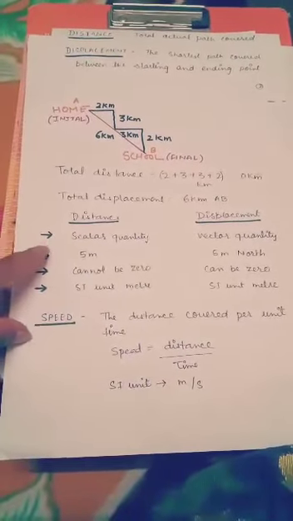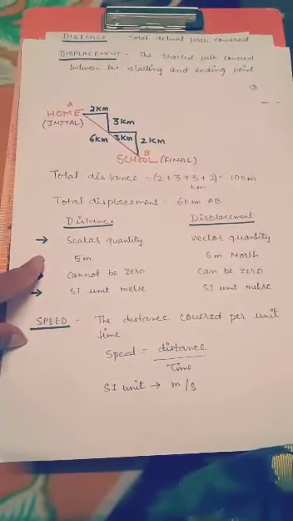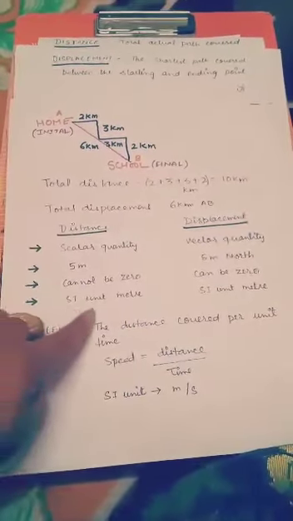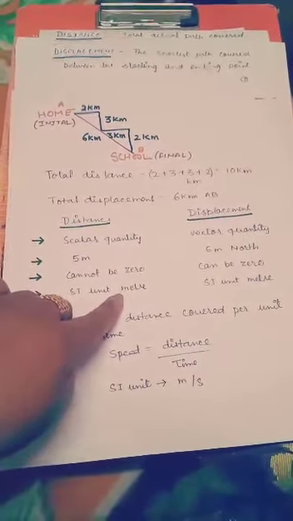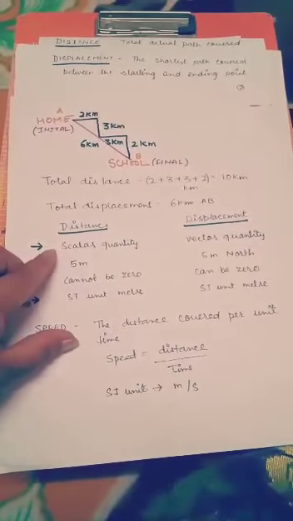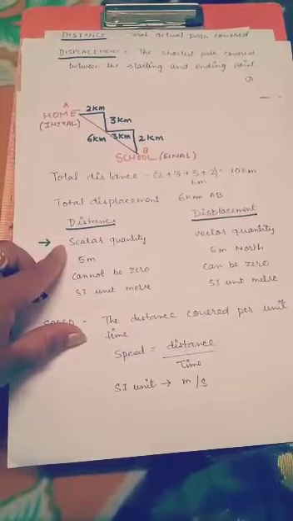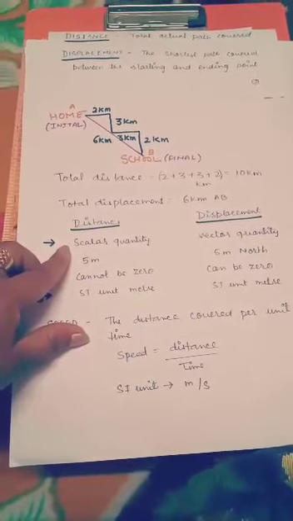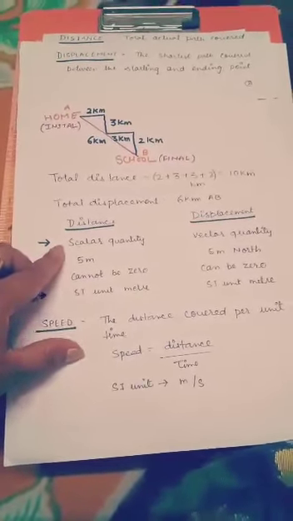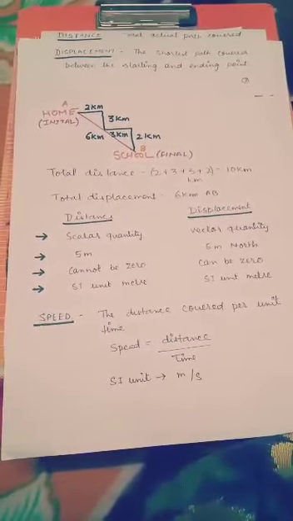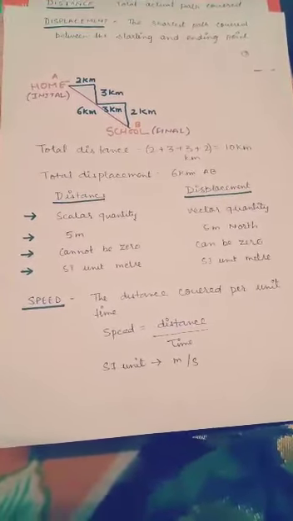Suppose you have moved through a circle and come back to the initial point. Then the total displacement will be zero, as your initial and final position are the same. From where you have moved, you have reached the same point, so displacement will be zero. The SI unit for both of them is the same, that is meter.